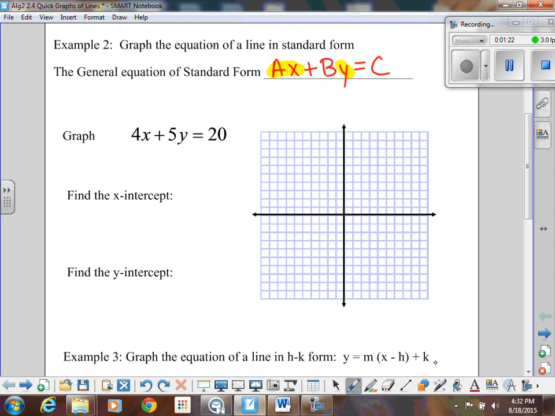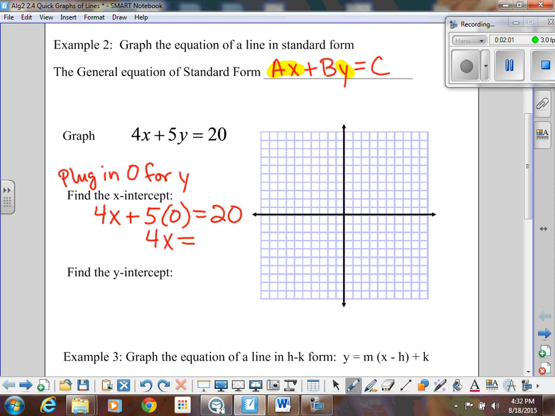All right, so if you ever see x and y on the same side, you can use this strategy. And we called it before in Algebra 1, you might have called it cover-up, or finding the x and y-intercepts. So in this form, to find the x-intercept, we're going to plug in 0 for y. Or a lot of times we just covered up the y part. So if I plug in 0 for the y, I get 4x plus 5 times 0 equals 20. And then the 5 times 0 just becomes 0. So that's why the cover-up works, because that's going to go away anyway.